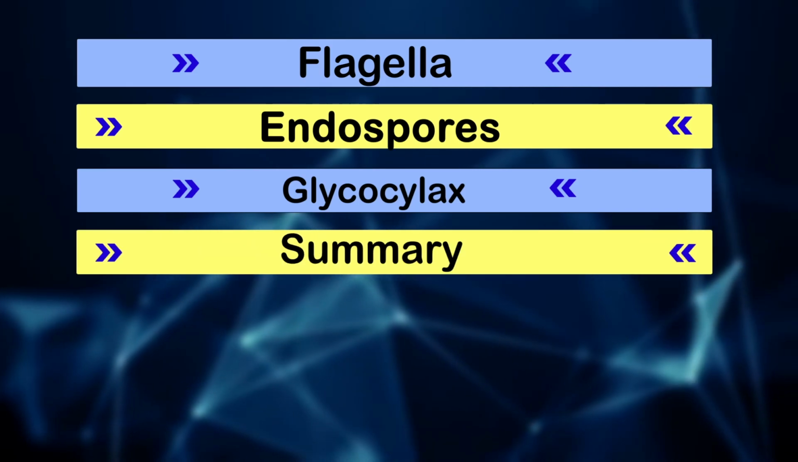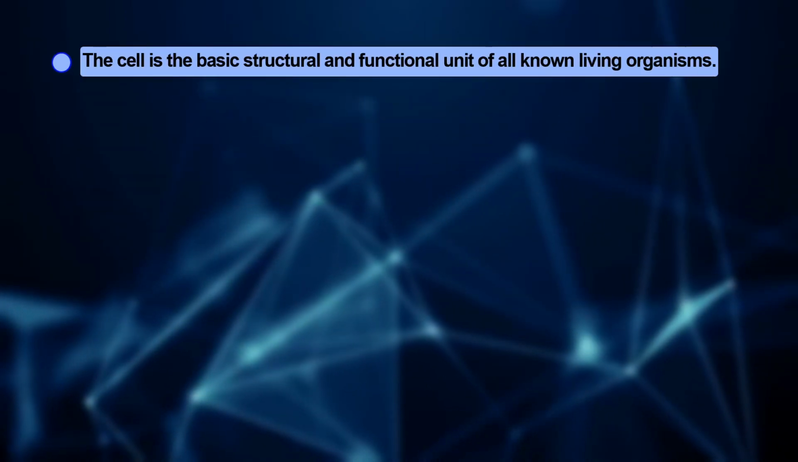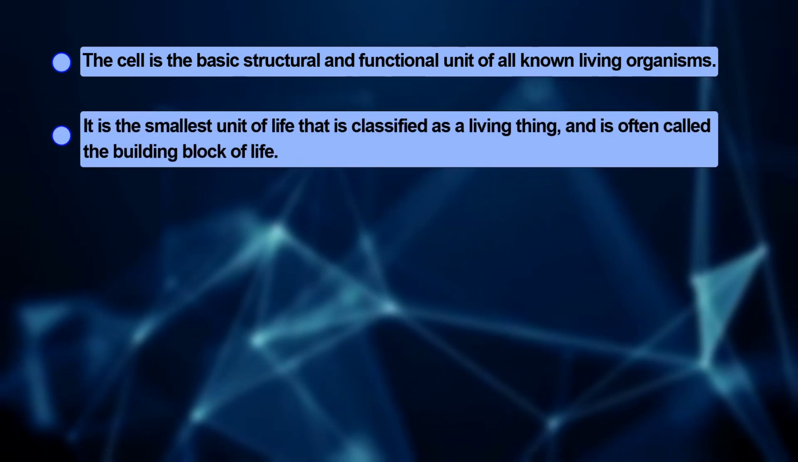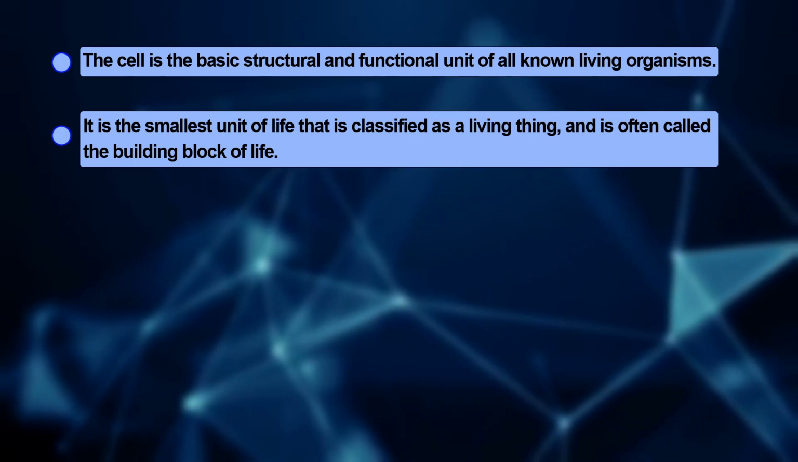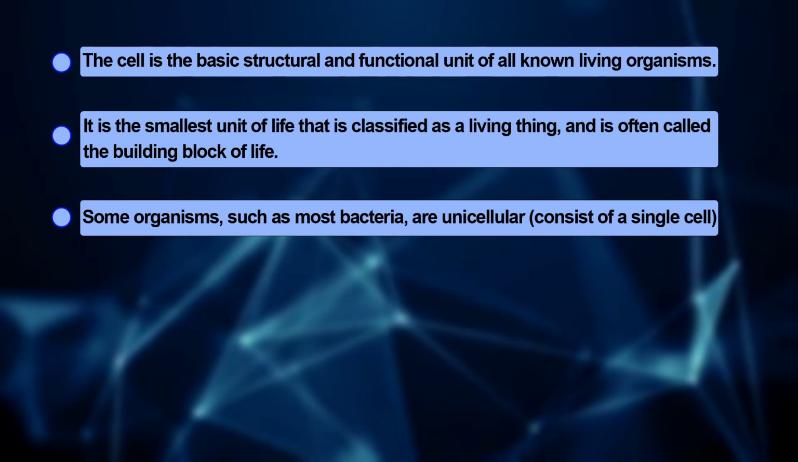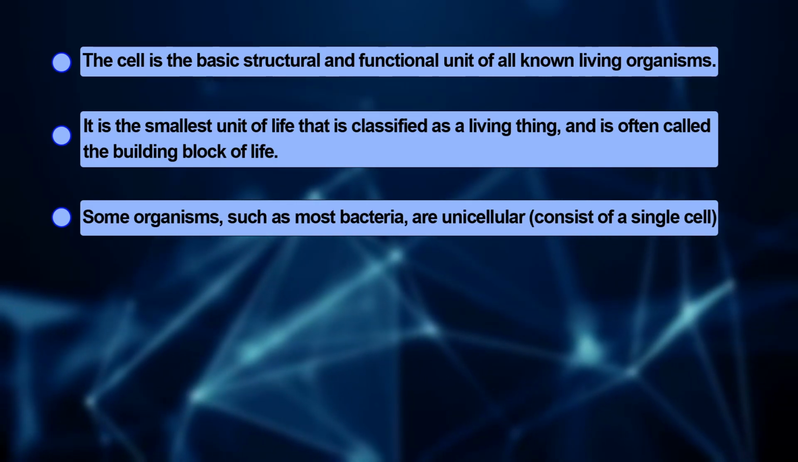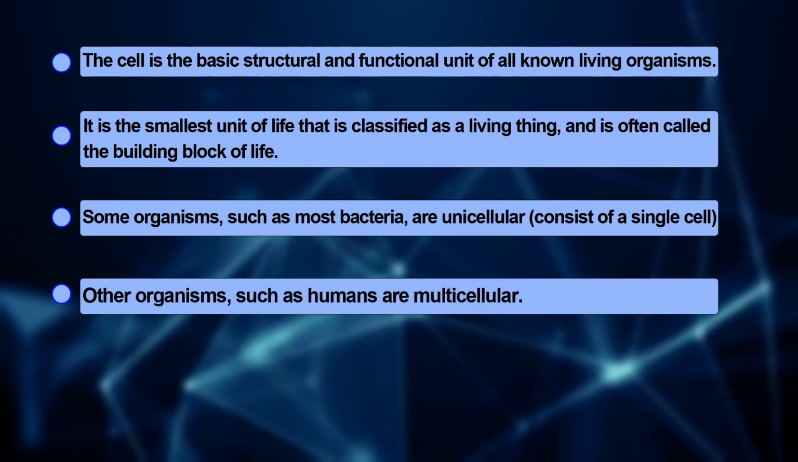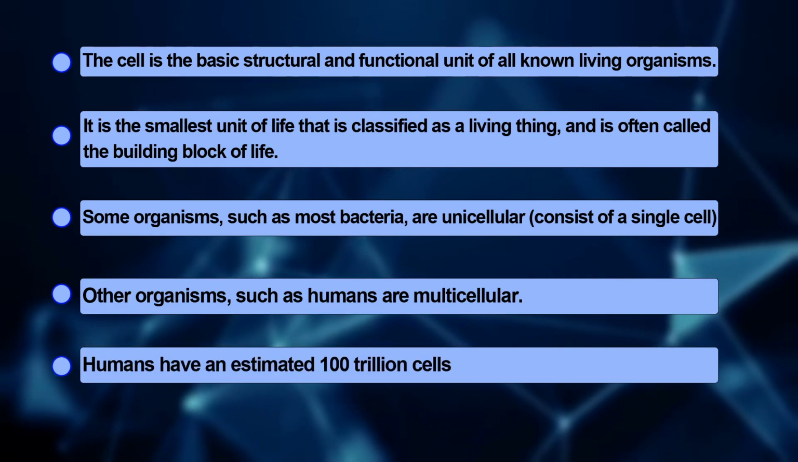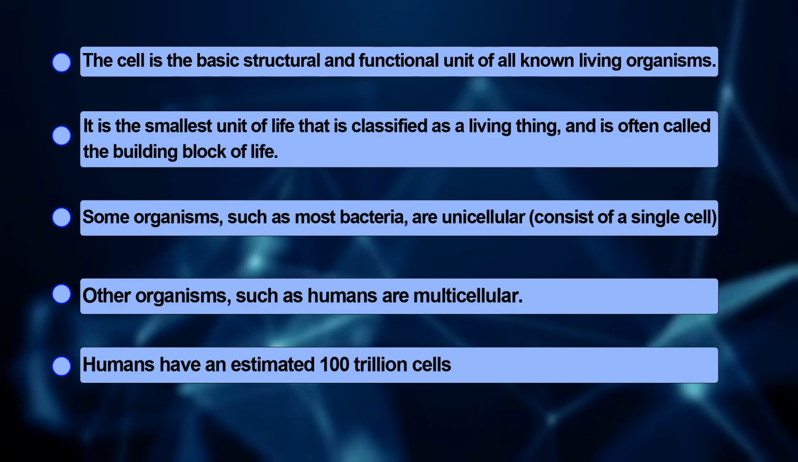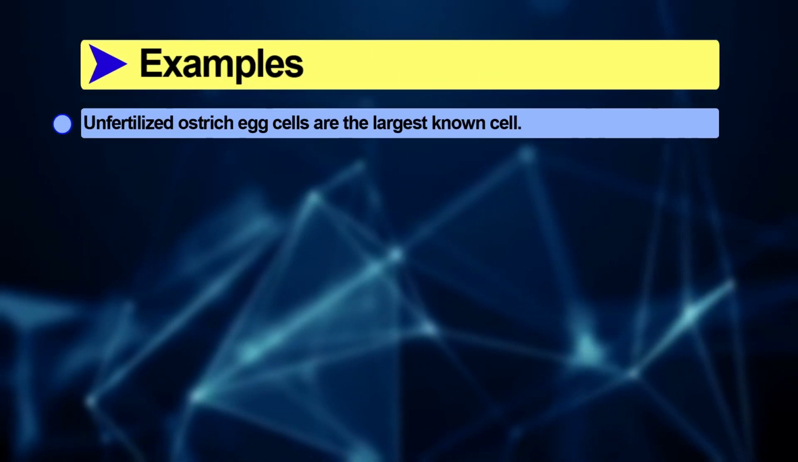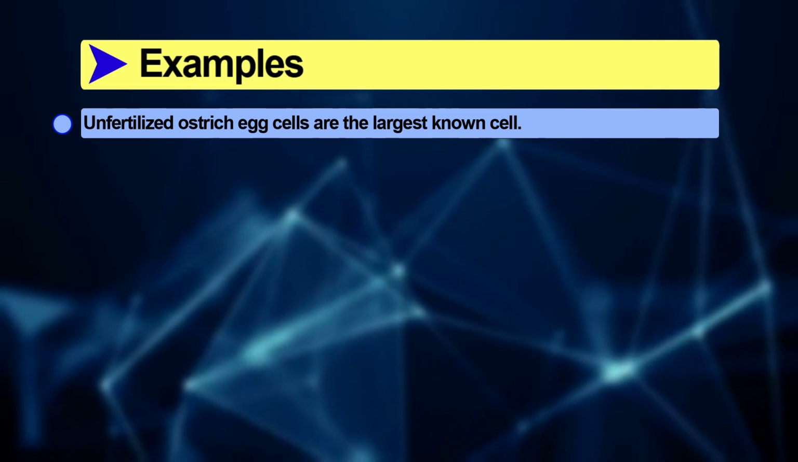Let us start with the introduction. The cell is the basic structural and functional unit of all known living organisms. It is the smallest unit of life that is classified as a living thing, and is often called the building block of life. Some organisms, such as most bacteria, are unicellular, consisting of a single cell. Other organisms, such as humans, are multicellular, consisting of multiple cells. Humans have an estimated 100 trillion cells. Among examples of cells, unfertilized ostrich egg cells are the largest known cells.